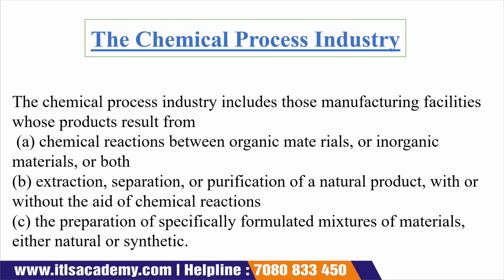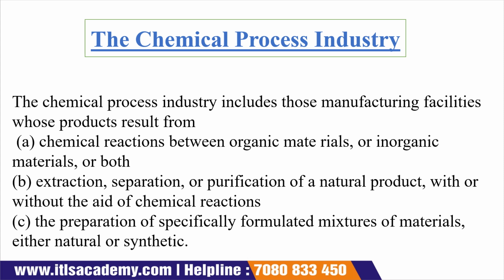The chemical process industry. Okay, so we all know that the chemical process industry includes manufacturing facilities whose products either result from different chemical reactions between organic materials or inorganic materials. Suppose some organic material reacts with organic material, or organic material reacts with inorganic material, or inorganic material reacts with organic material. Then this is called a chemical process. Like different extraction processes, separation, purification. All of this comes under the category of the chemical process.